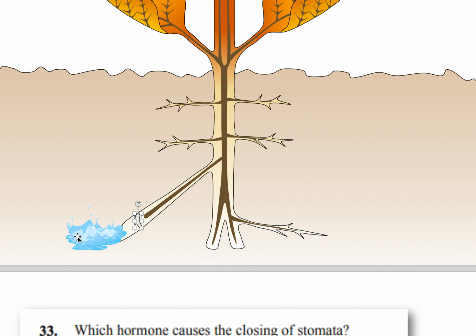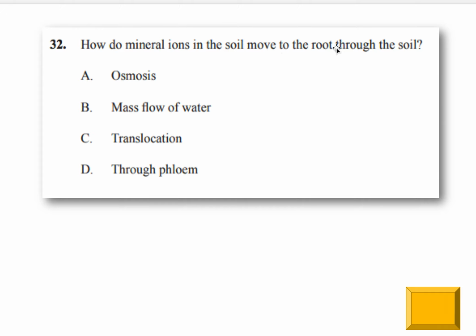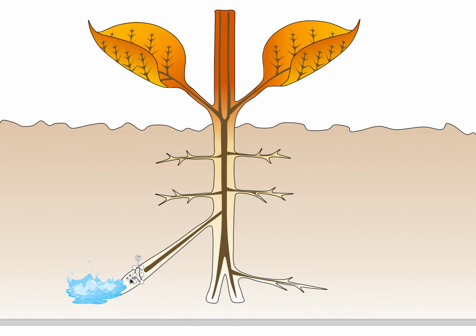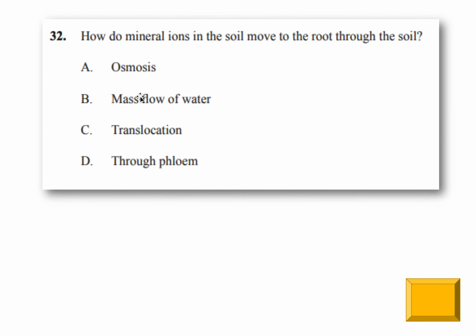Now, these mineral ions that move to the root through the soil, does this happen through osmosis? No, water moves through osmosis. But it could be mass flow of water, because when water moves by osmosis and brings mineral ions with it, we call that mass flow, because it's a mass flow of water and automatically some things in it will come with it. Okay, so osmosis, be careful, is only a name applying to the movement of water, whereas mass flow of water can be the method of how mineral ions come into the root.